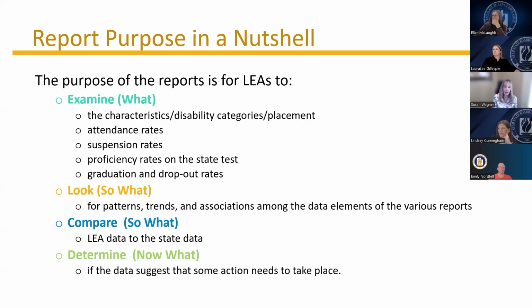We also want you to compare your data to the state data. So on all your reports, you have your rates, and then you usually have a black diamond that signifies the state rate. So you can easily compare how you are performing versus the state as a whole. And then depending on what you discover in your examination process, we want you to determine if the data suggests that some action needs to take place. So I'm going to keep driving home that point. We want you to take action on this data.